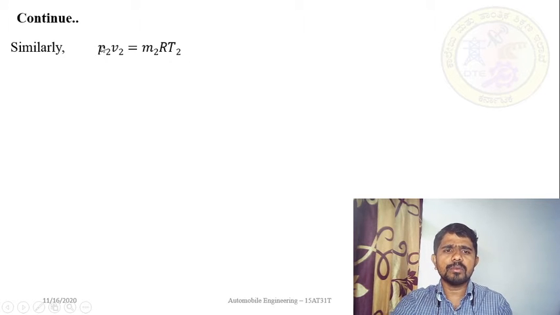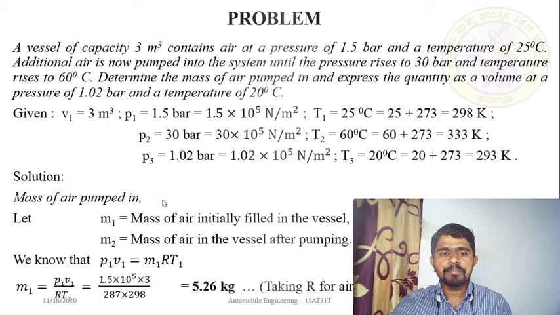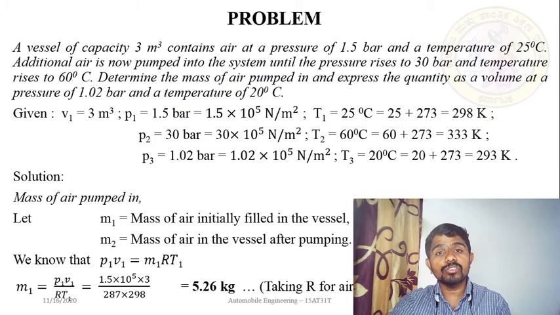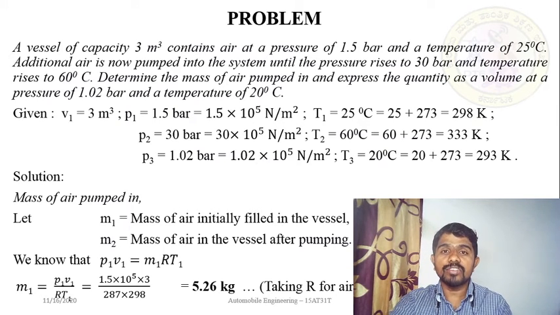Now you might have asked a question: sir, V2 is unknown because he has only given the value of V1. If I go to the previous slide, he has given the value of V1. V2 is unknown here. But remember, here we are using a vessel. The vessel capacity is 3, right? So you are adding the amount of air to the vessel itself. So the volume of vessel is constant. The mass of the gas is only changing and not the volume, right?